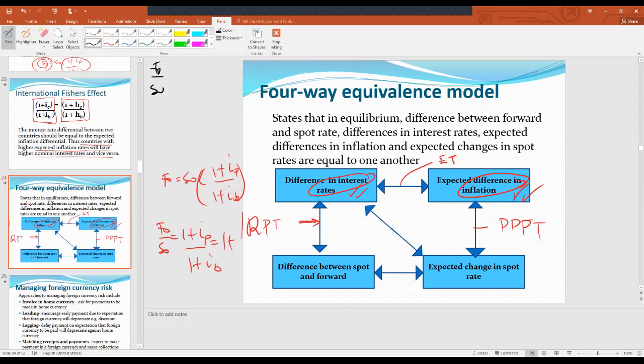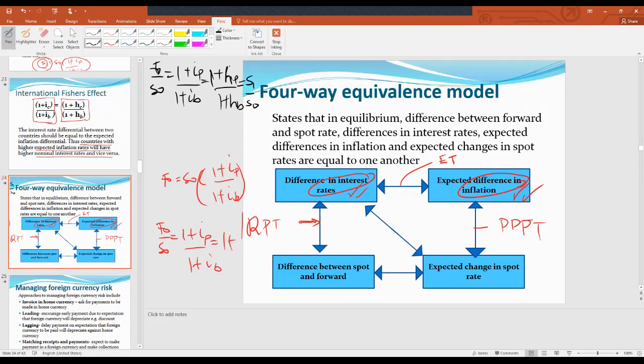Forward rate divided by spot rate is equal to 1 plus the interest rate in the price currency over 1 plus the interest rate in the base currency, which is equal to 1 plus the inflation in the price currency over 1 plus the inflation in the base currency. Which therefore will also be equal to, under the interest parity theory, S1 divided by S naught. We can use the rate of inflation differential to explain the future spot rates.